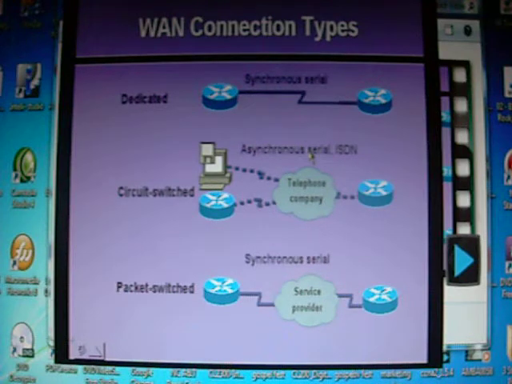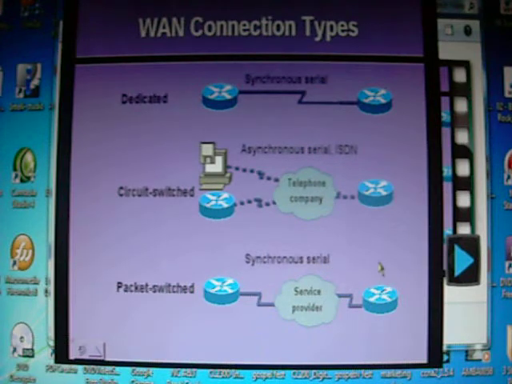Asynchronous serial, an example of that is ISDN, is a circuit switch network, which means that we will dial up and get a different connection each time, and it's a dedicated connection as we're dialed up. And then there's packet switch, which is also synchronous serial. But you know what a packet switch network's like?